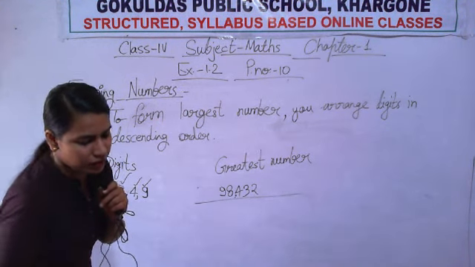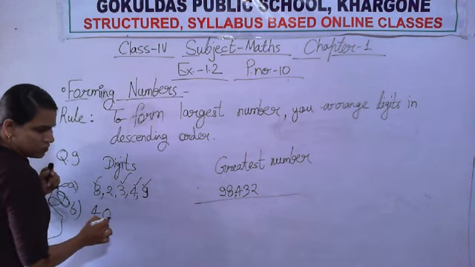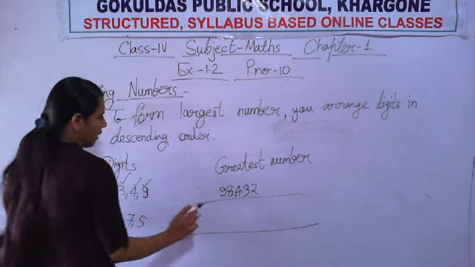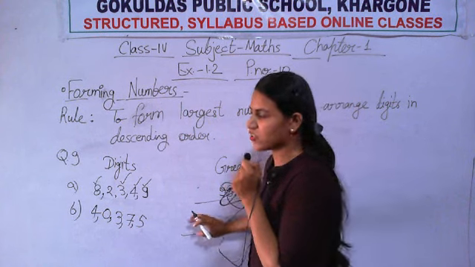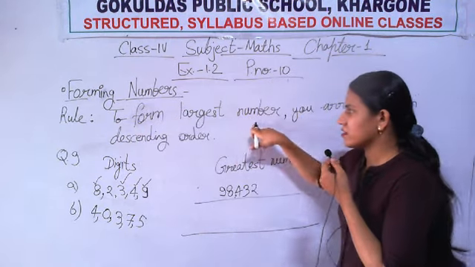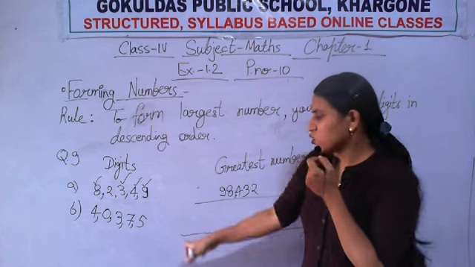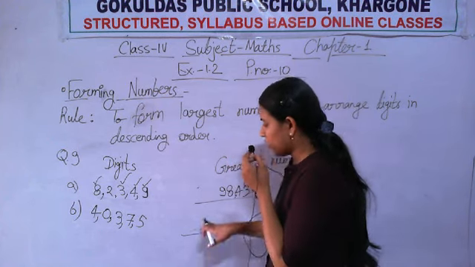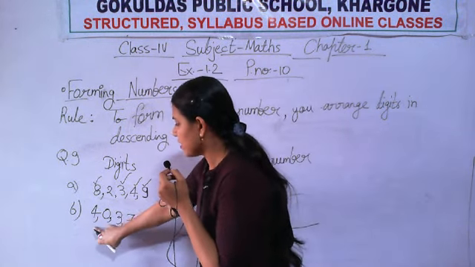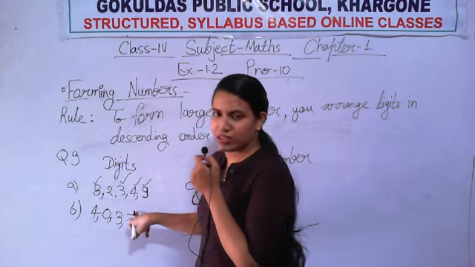Next is part B. Here also 5 digits are given, that is 4, 0, 3, 7, 5. And you want to make the greatest number by using these 5 digits. So to form the largest number, you arrange the digits in descending order, right? In descending order, the largest number comes at the first place. So identify which one is the largest among these 5. Is 0 the largest? No. Then 7. 7 is the largest.